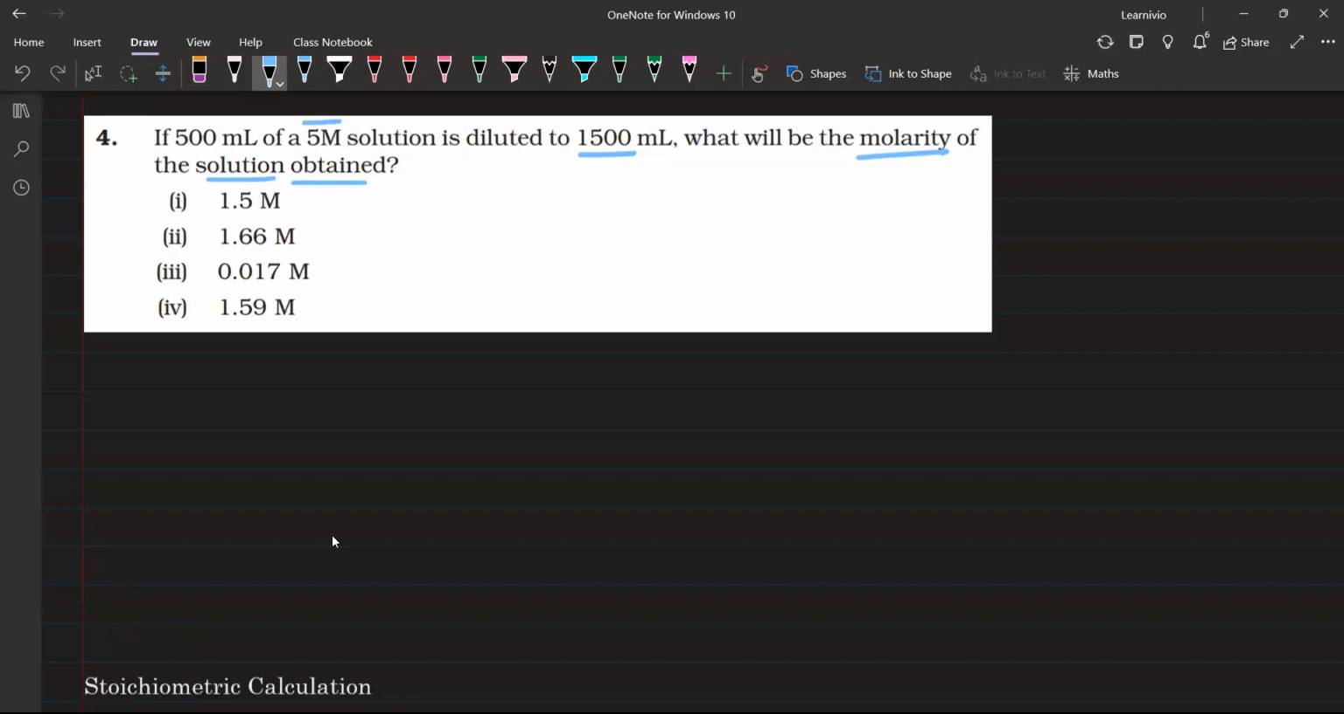You write 5 molar, which is equal to 5 moles in 1 liter. So in 500 ml, how many moles of solute will be there? And then you can do it. You guys have 2 minutes.